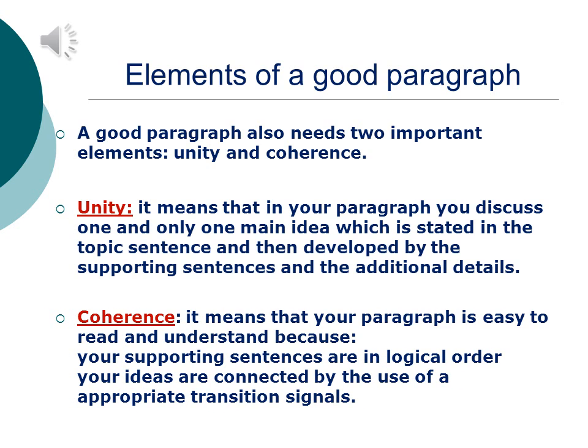A good paragraph must also have 2 important elements. These are unity and coherence. Unity means that in your paragraph you discuss one and only one main idea, which is stated in the topic sentence and then developed by the supporting sentences and the additional details. Coherence means that your paragraph is easy to read and understand because your supporting sentences are in logical order. Your ideas are connected by the use of an appropriate transition signal.